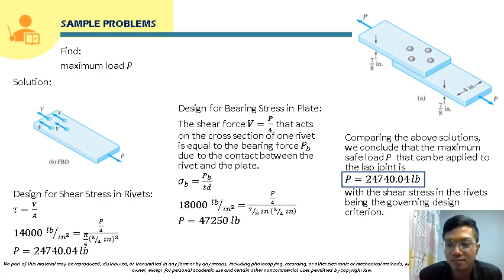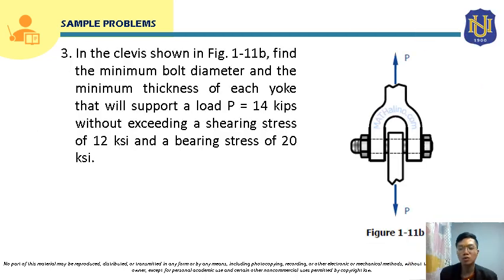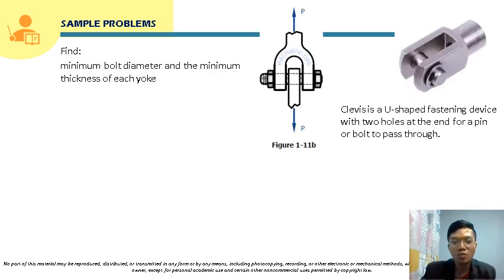Okay, now let's proceed to sample problem number 3. In the clevis shown in figure 111b, find the minimum bolt diameter and the minimum thickness of each yoke that will support a load P, which is equal to 14 kips, without exceeding a shearing stress of 12 ksi and a bearing stress of 20 ksi. So let's solve this problem. What we're going to solve here are the bolt diameter and the thickness of each yoke.